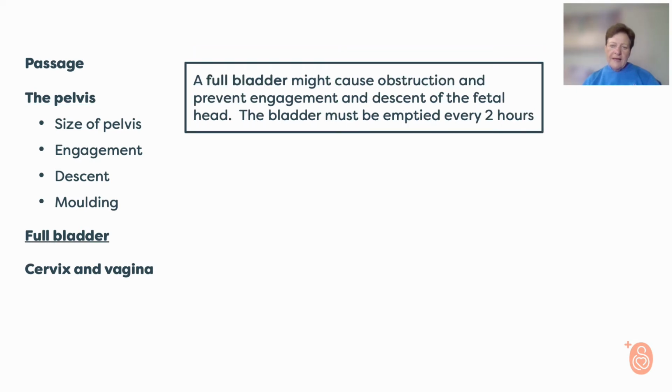A full bladder might cause obstruction and prevent engagement and descent of the fetal head because, as we have also said previously, if we look at the anatomy and where the bladder sits, and specifically a full bladder during labor, it sits just above the symphysis pubis, so it will cause obstruction for the head to move into the pelvis. That is why it's so very important that the bladder must be emptied every 2 hours.